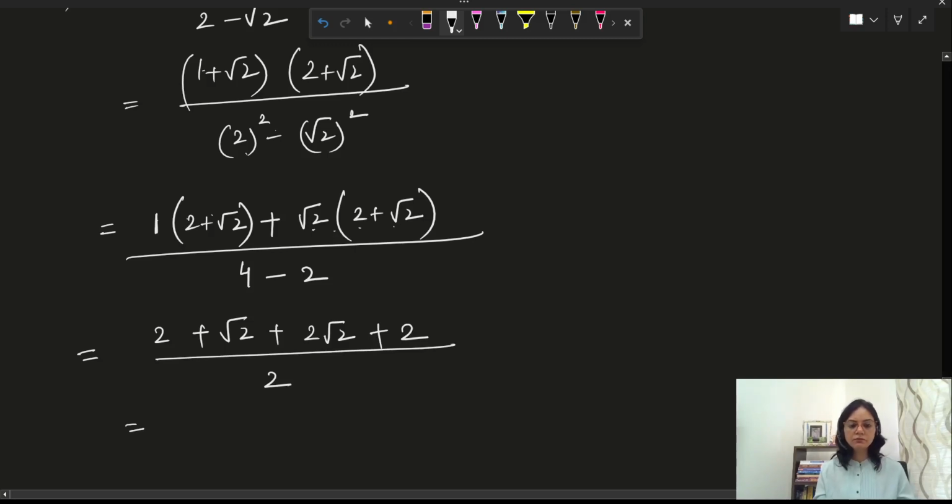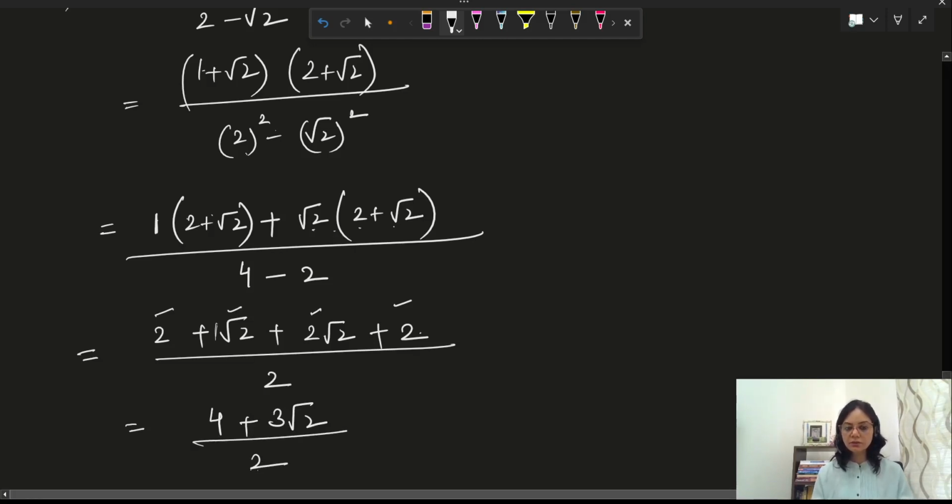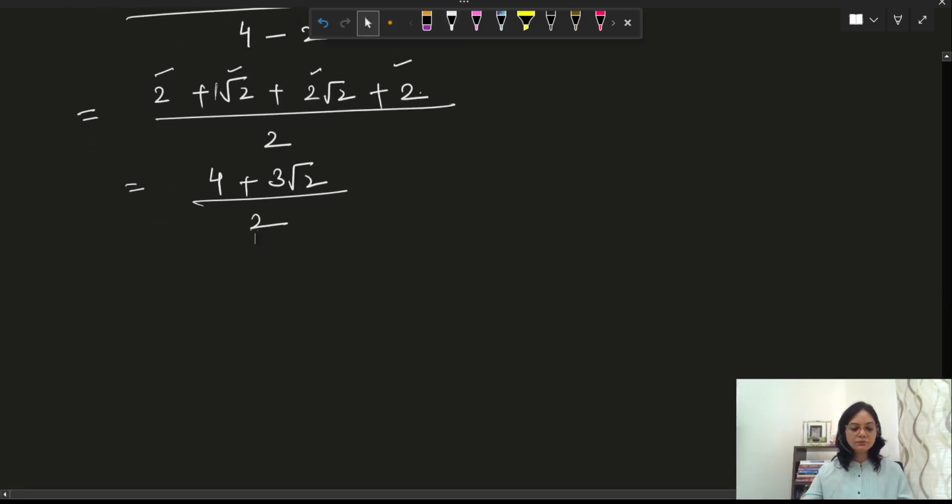What am I getting over here? 2 plus 2, only like terms I can add. 2 plus 2 is 4. Root 2 plus 2 root 2 will change to 3 root 2, because this is 1. 1 plus 2 is 3, and divided by 2. That's your final answer. You see the denominator is rational over here. Okay, students, I hope this is also clear. Now let's move to the next question.